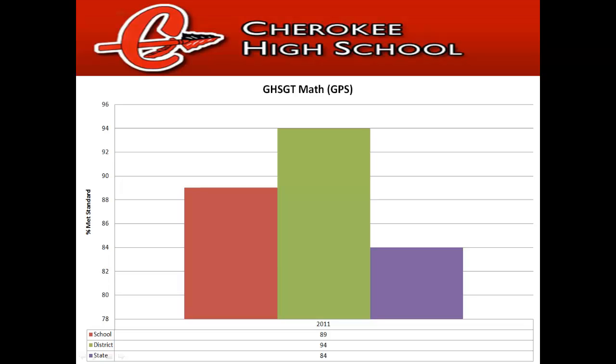For math, 2011 was the first year where they looked at the Georgia performance standards on the Georgia high school graduation test, and the school is at 89%, Cherokee County School District is at 94%, and the state is at 84%. So the school, Cherokee High School, is 5 points below the district, but 5 points above the state.